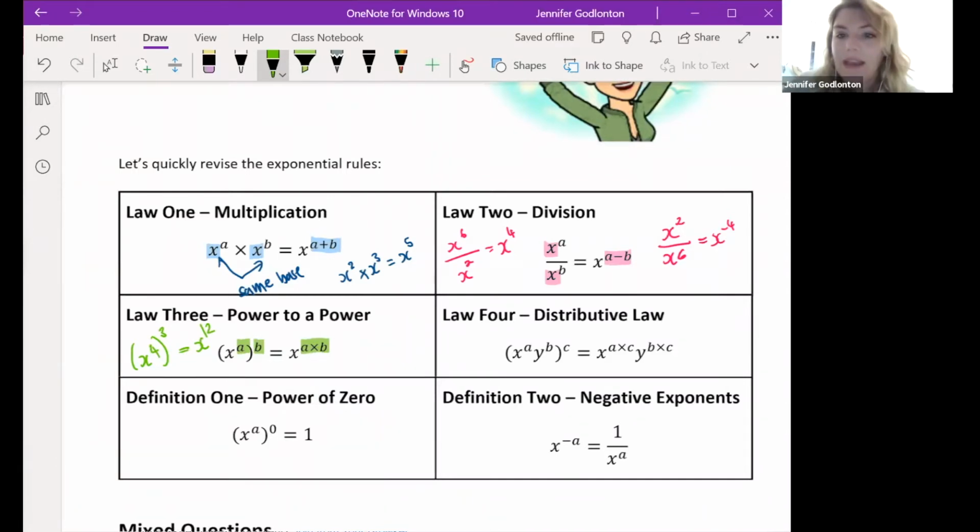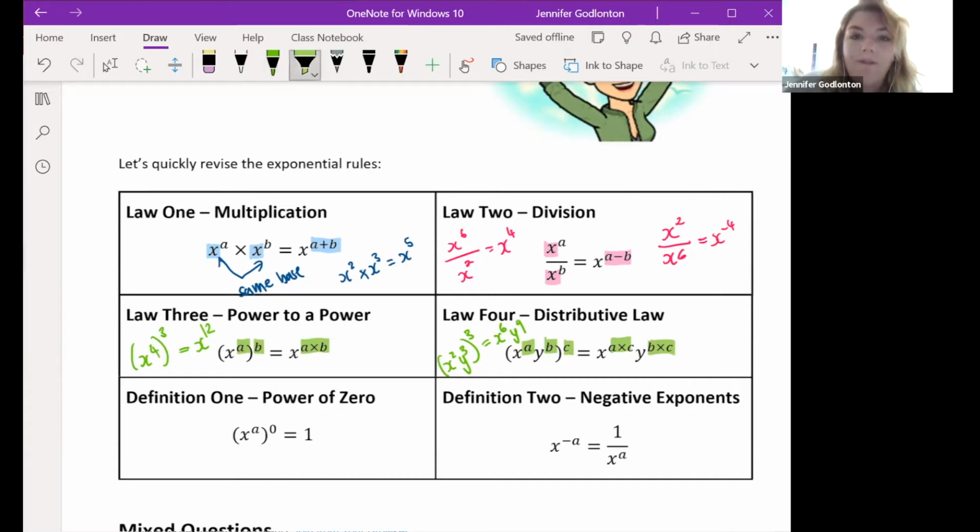Okay. Law 4 is an extension of law 3. So it's just if we have multiple things over here, and it also is going to a power, we're going to multiply all of those by that same power. So if I had x to the power of 2, y to the power of 3, and all of that was to the power of 3, then I'm going to have x to the power of 6, y to the power of 9. So I'm going to do it for everything that's inside that bracket.